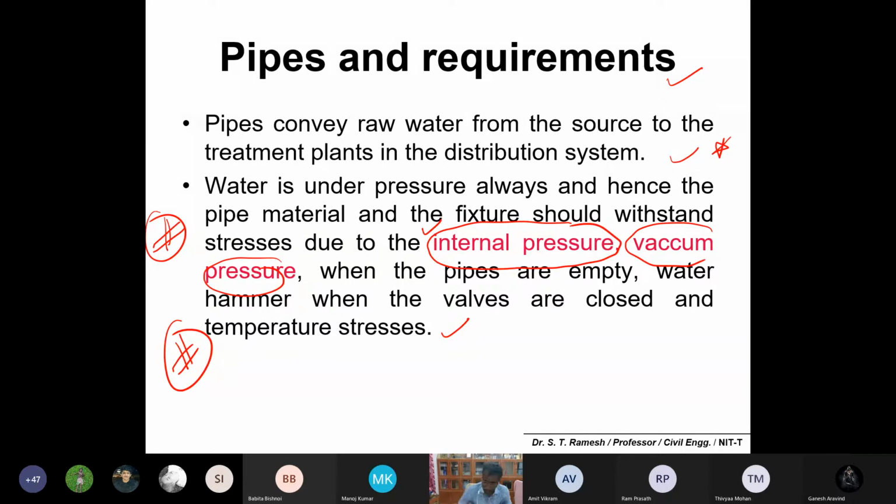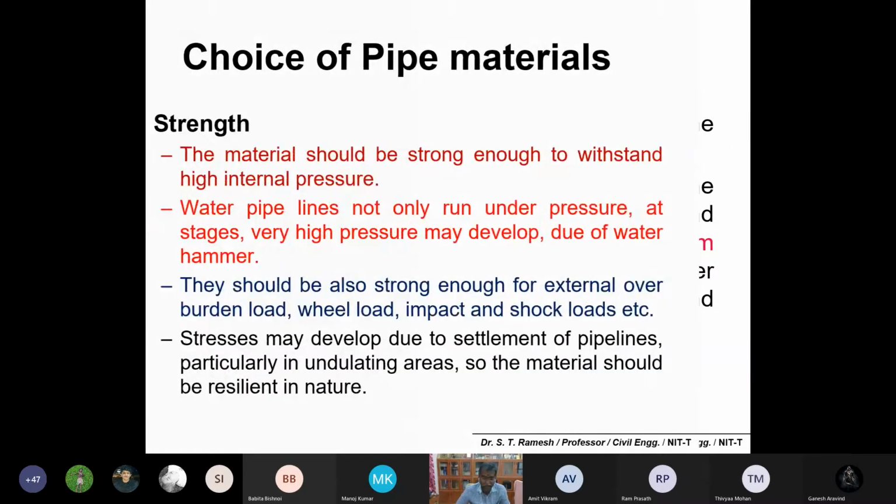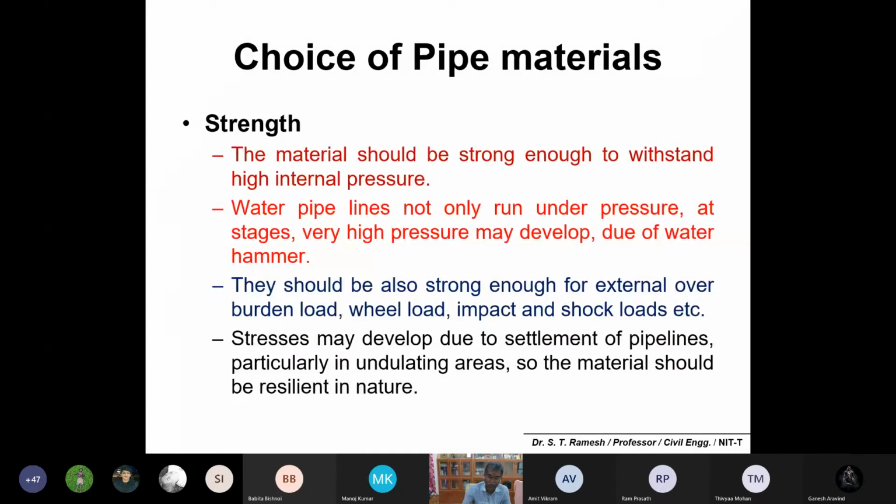Yes, sir. Okay, internal pressure, vacuum pressure, and water hammer. The fourth one is about temperature stresses. Okay, so we'll discuss one by one.